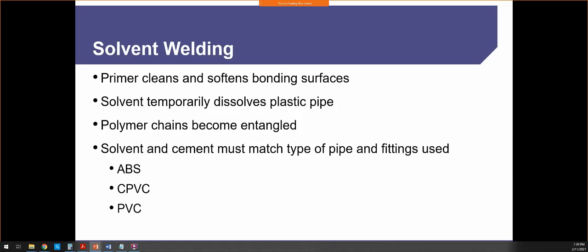We want to make sure that the solvent and cement must match the type of piping and fitting used. So for example, if I have PVC cement, I can't use that cement for CPVC or even ABS. You know, they're not interchangeable, so we have to make sure that we're using the right combination for the right application. And that's it, guys. So we just covered all of Chapter 8 on tubing.